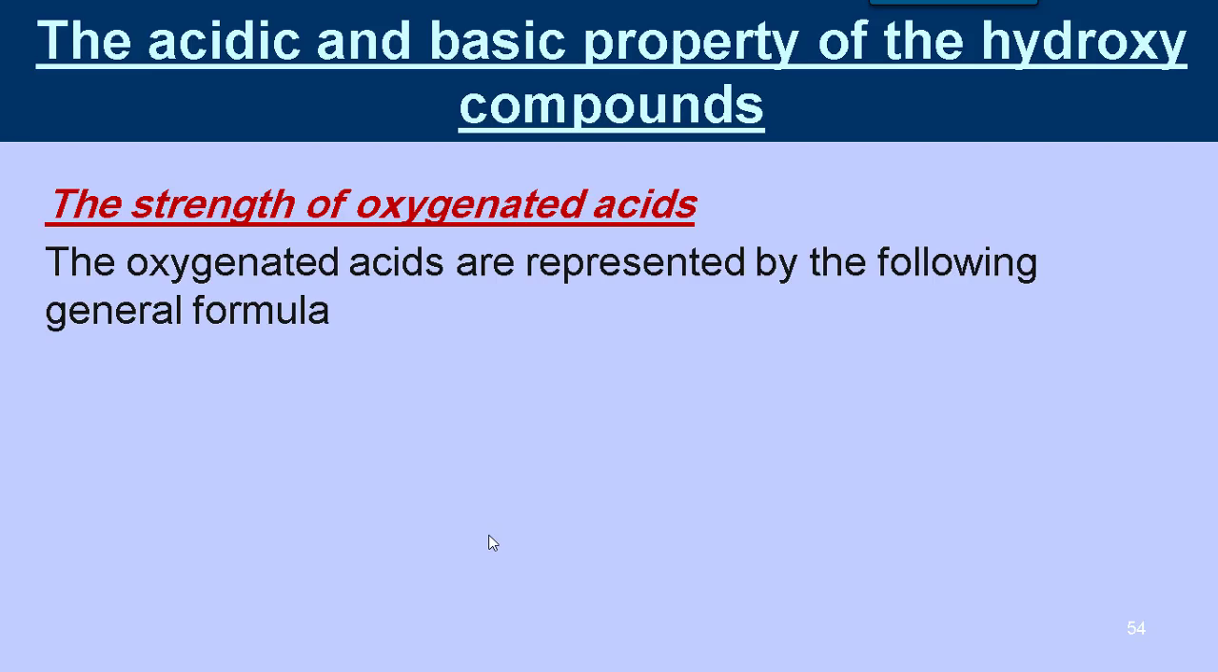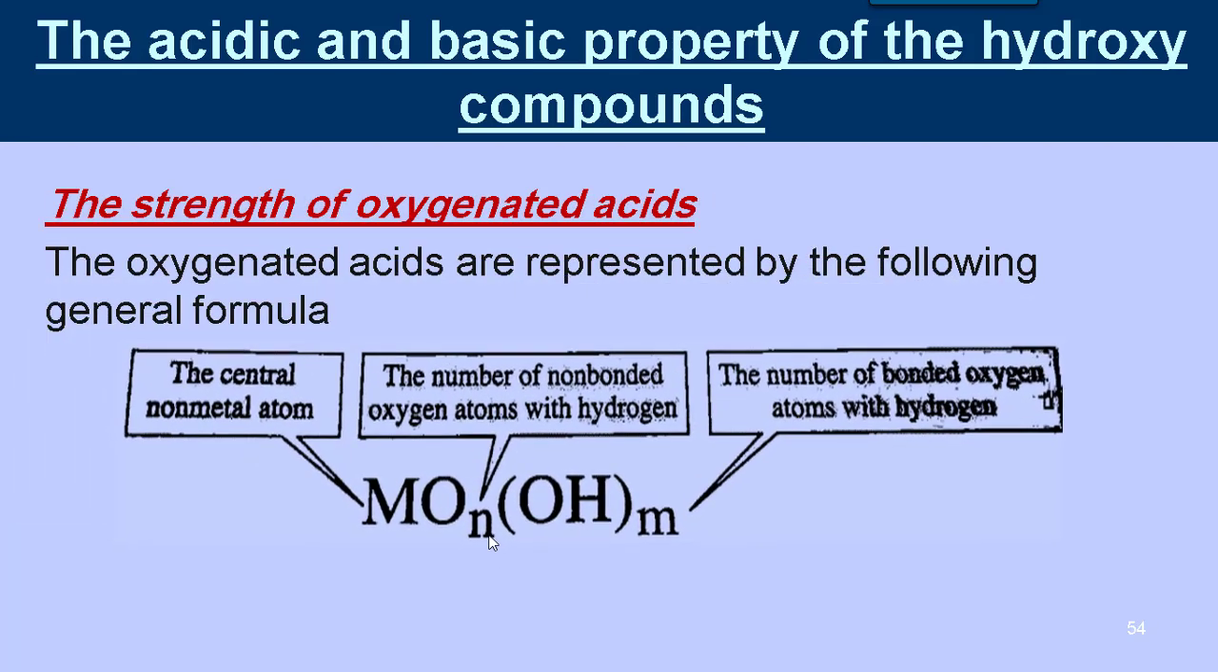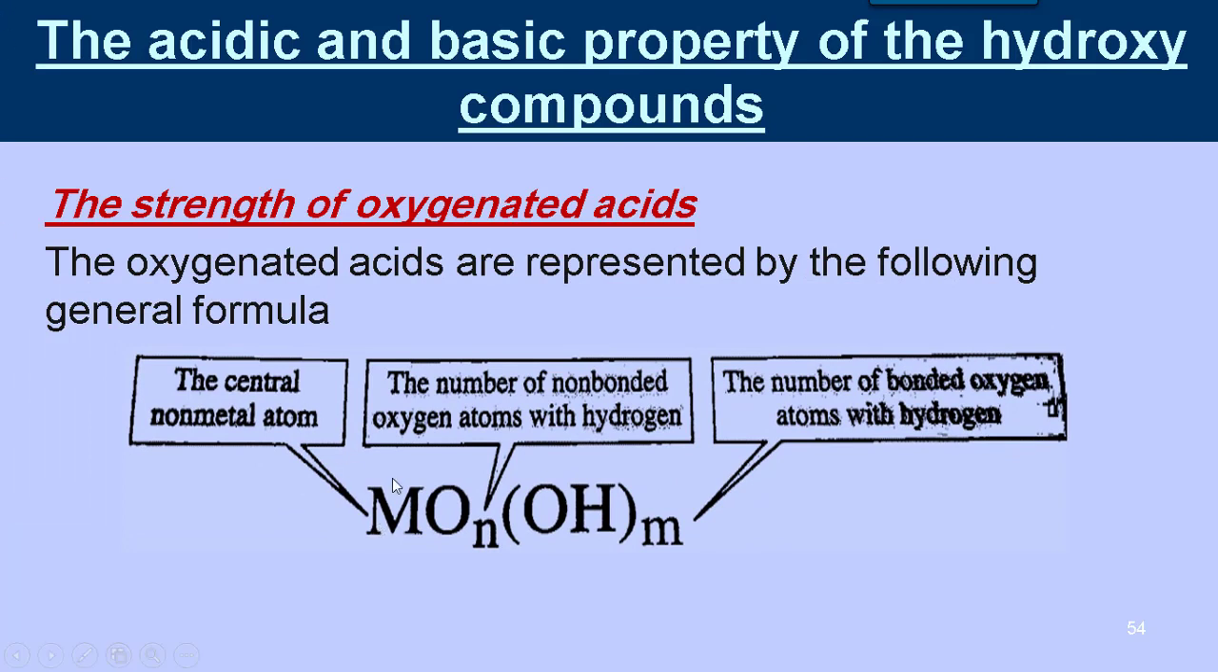Oxygenated acids are represented by the following general formula, where M is the central non-metal atom, O is the free oxygen which is not bonded to hydrogen, and this N refers to the number of free oxygen atoms. OH is the hydroxide ion, and M refers to the number of OH bonded atoms.